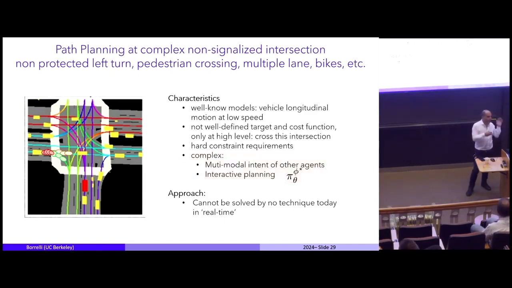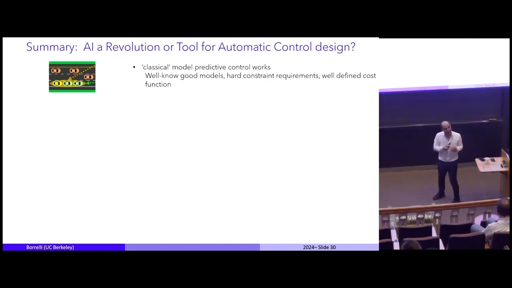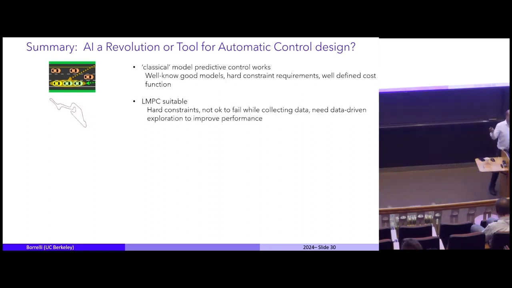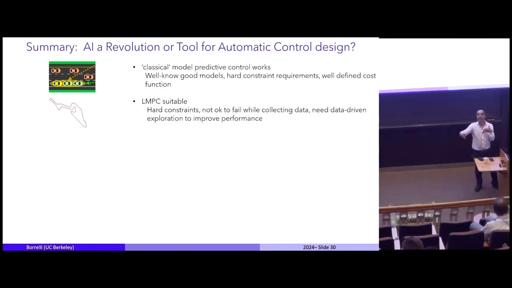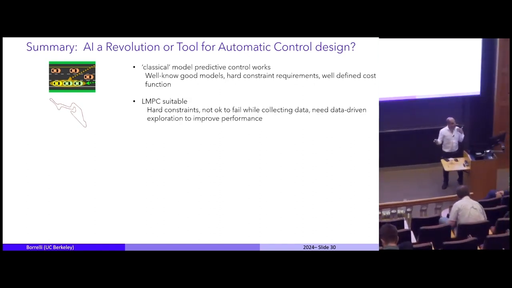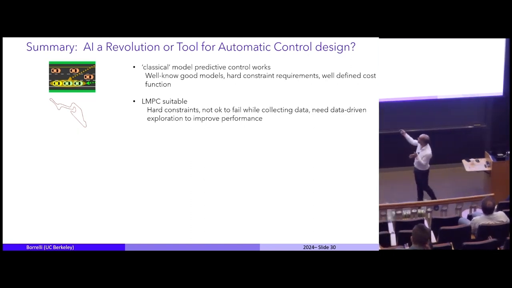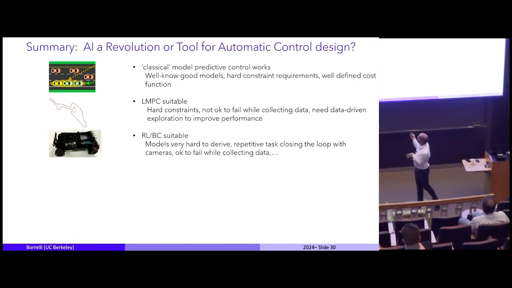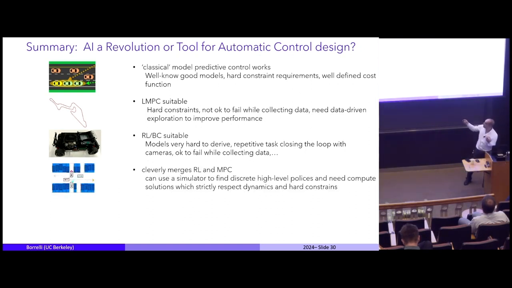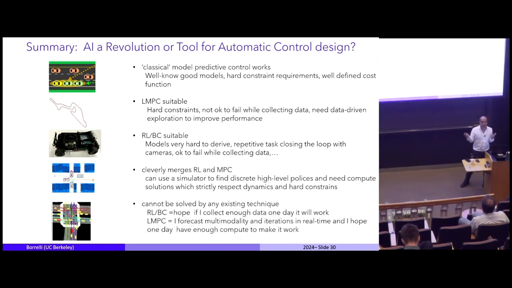Okay, so to summarize, I want to give you an overview of the class of problems we solve in the lab. We start from something that is simple, where classical MPC works, even if it's actually complex in terms of all the pieces you have to compose and put together. Something where LMPC is suitable, because you have hard constraints, and I don't have a simulator, okay? And you're having people that drive these vehicles at high speed. Then reinforcement learning and behavioral cloning, where it's okay if you can fail, like the little car, and you can collect a lot of data, okay? Then problems where you can cleverly merge RL and MPC, which seems to be a good idea. And then problems today you cannot solve.